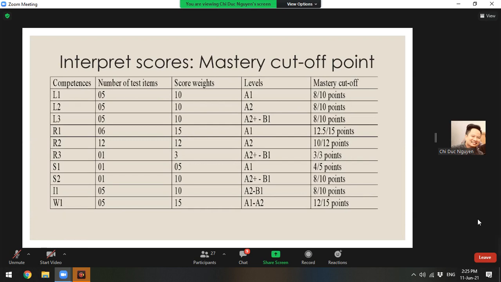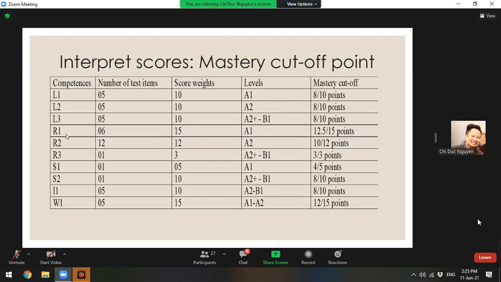Okay, so the second thing that we need to look back at is the mastery cutoff point. Mastery cutoff point is the way that we try to select enough evidence to show that the student has already achieved the target level.